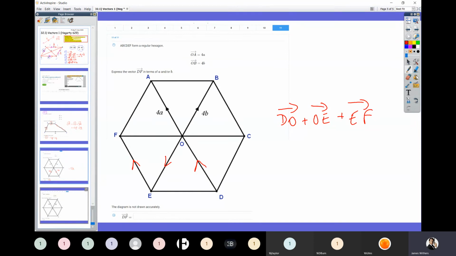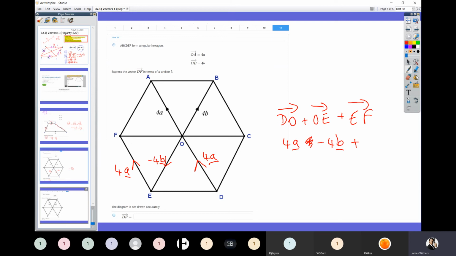So you can see what these all are. So D to O, can you see that D to O is exactly the same vector as O to A? So that is a 4A. O to E, that's obviously going 4B, but in the opposite direction. So that component is minus 4B. And then going E to F, well, that's another one of these, isn't it? It's going at the same angle, it's the same length, so that's another 4A.